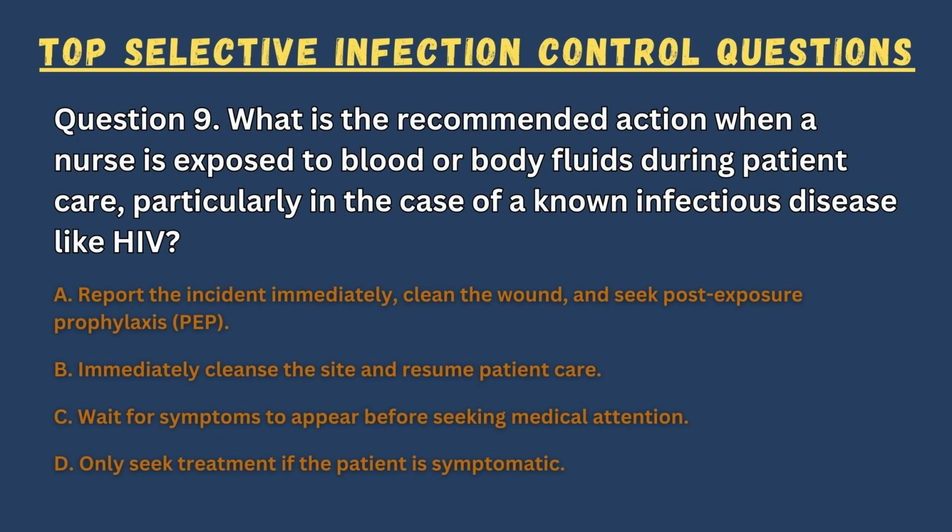Question 9. What is the recommended action when a nurse is exposed to blood or body fluids during patient care, particularly in the case of a known infectious disease like HIV? A. Report the incident immediately, clean the wound, and seek post-exposure prophylaxis, PEP. B. Immediately cleanse the site and resume patient care. C. Wait for symptoms to appear before seeking medical attention. D. Only seek treatment if the patient is symptomatic.